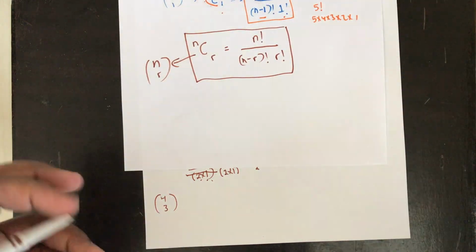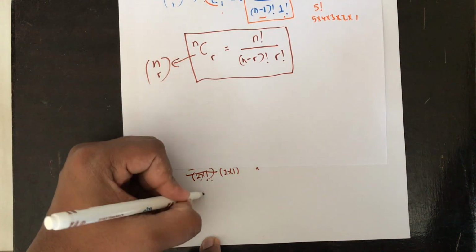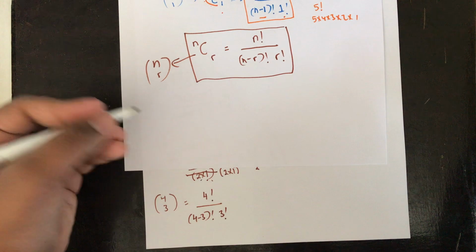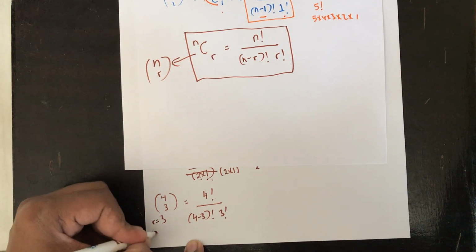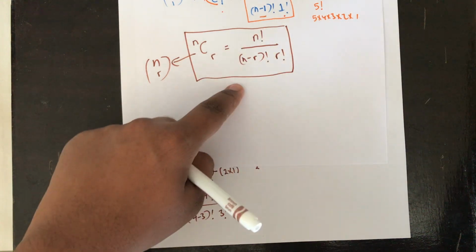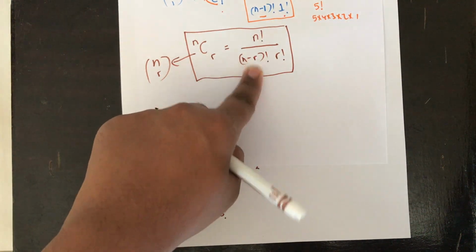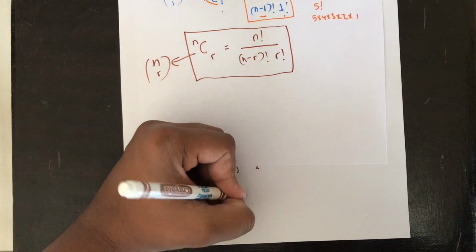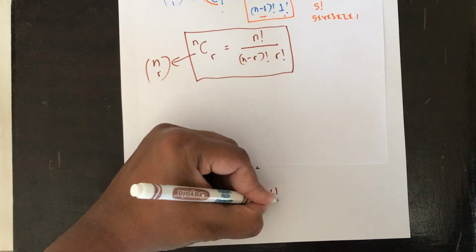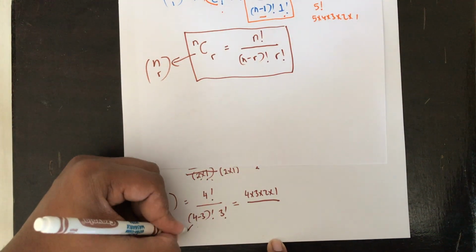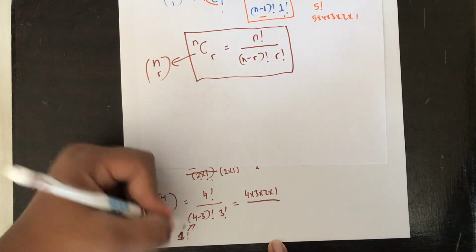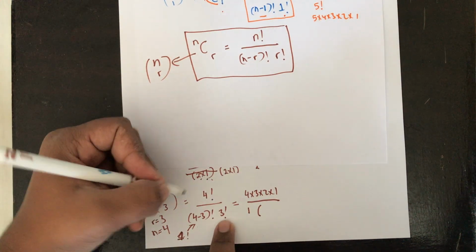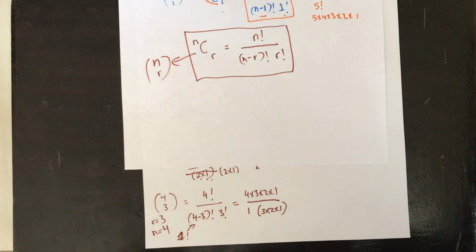So let's do this. So what's 4c3? This is the same as 4 factorial over (4 minus 3) factorial into 3 factorial. So my r in this case is 3 and n is equal to 4. So I'm just using the same formula. So 4 factorial, 4 minus 3 factorial, 3 factorial. So what is this? 4 times 3 times 2 times 1 divided by 1 factorial, and 1 factorial is just 1, into 3 factorial. What's 3 factorial? 3 times 2 times 1.